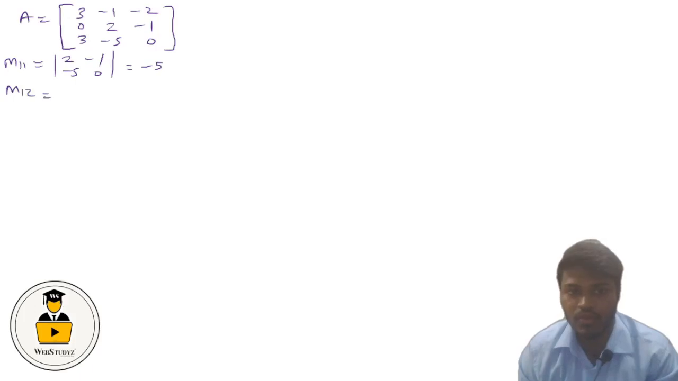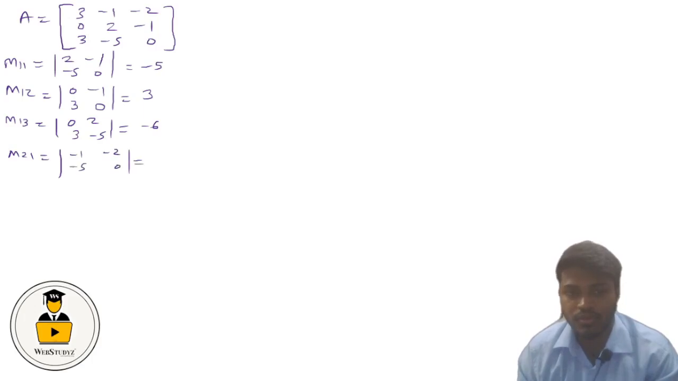Then M12: for this we ignore the first row and second column. So this will be 0, minus 1, 3, 0. So this will be 3. Then M13 is first row, third column, so this is 0, 2, 3, minus 5. This is minus 6. Then M21 is second row, first column, so this is minus 1, minus 2, minus 5, 0. So this is minus 10.